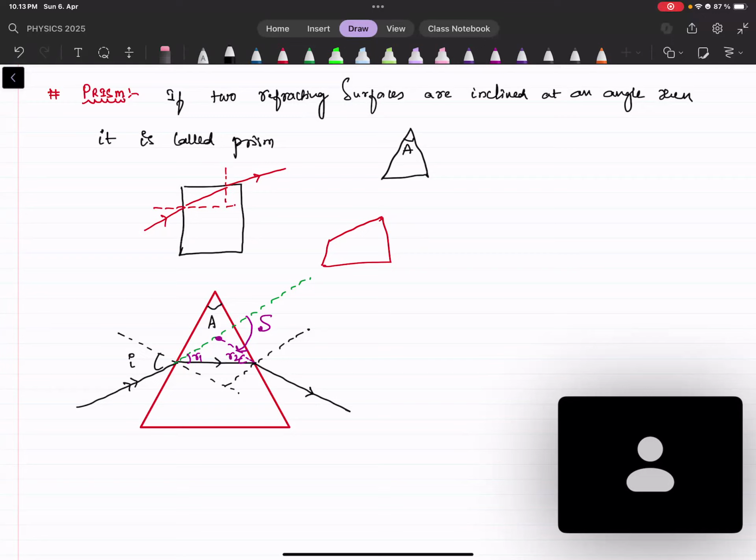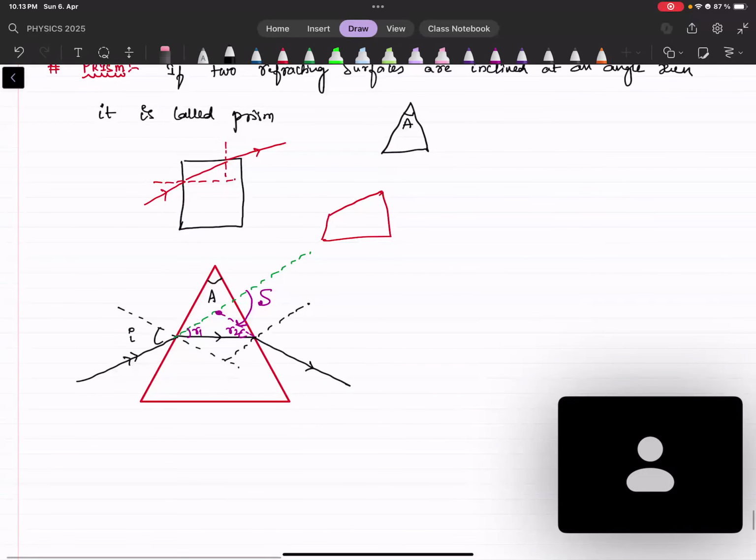Now tell me what all the formulas you remembered in this one, beta. Angle of prism is nothing but what? The angle made by the two refracting surfaces is known as the angle of your prism. Am I clear? Yes, sir.